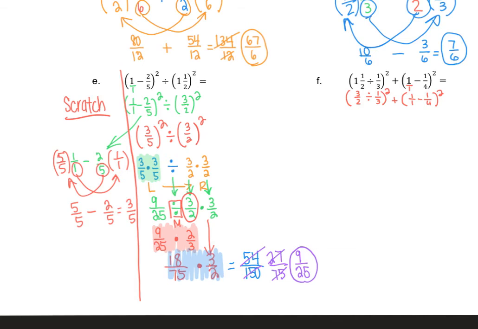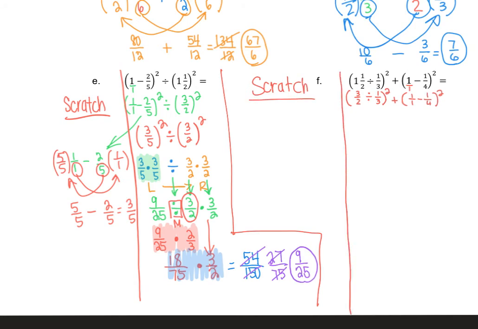Okay. Now, we're going to first section this off, and we're going to make this our scratch area, and we're going to make this our problem. Okay, and we have two things to do in our scratch area. We have 3 over 2 divided by 1/3, and we have 1 over 1 minus 1/4, right? We're going to take both of our insides and do them.